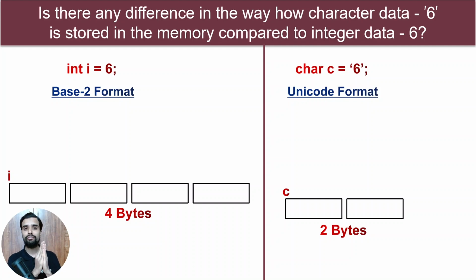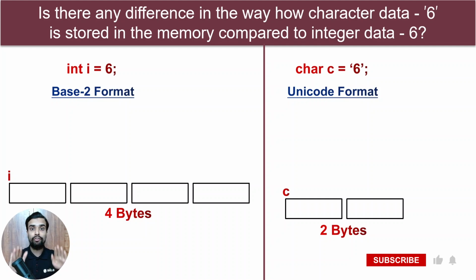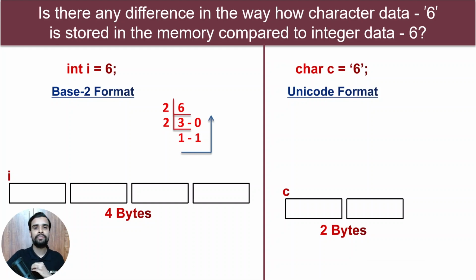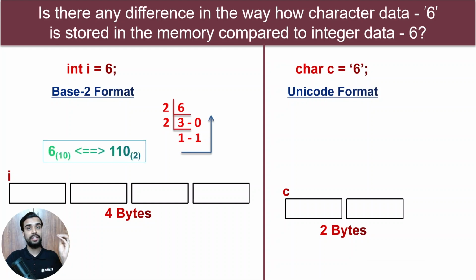In the case of integer literal, since we have to follow the base 2 format, all of you are quite familiar with the procedure. Just take the decimal number, start dividing it by 2. That means the 6, which was previously in the decimal form, this happens to be its corresponding binary equivalent.